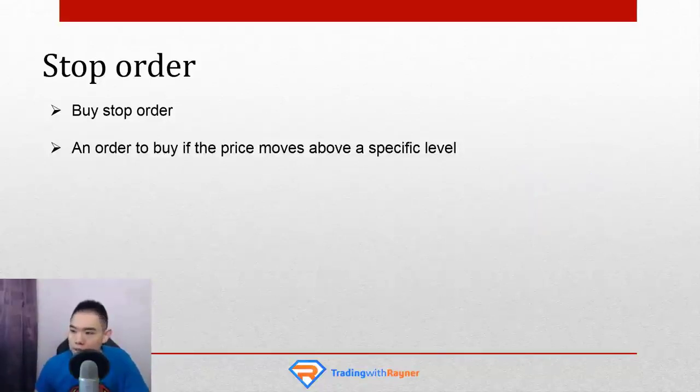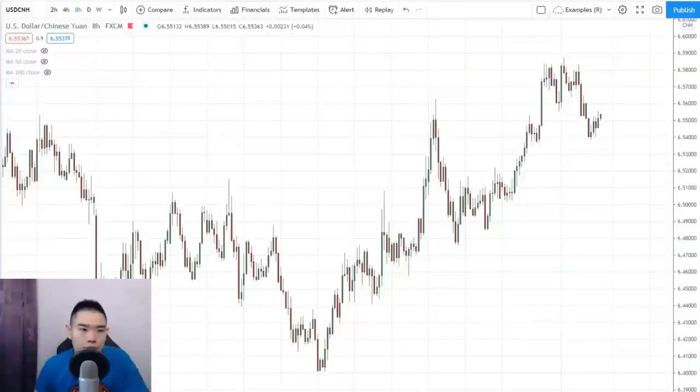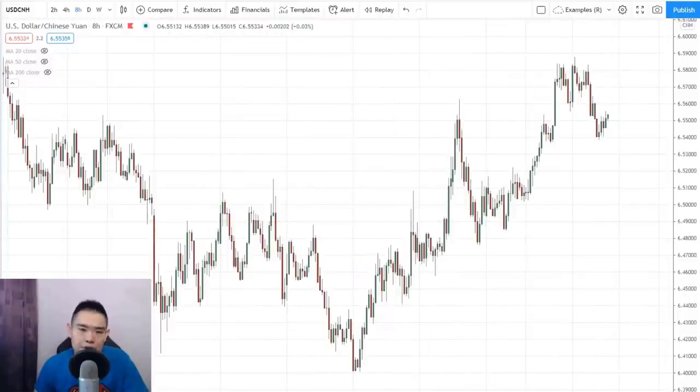So an example is this one here. If you look at this chart, dollar against the Chinese yuan, this is the 8-hour time frame. So again, you can look at this and say, at this point, I have no idea. Maybe the price might go up and come back down, and I don't want to enter right now. And then you're thinking to yourself, I feel more confident if the price can break above these highs. Only then I would be willing to buy.